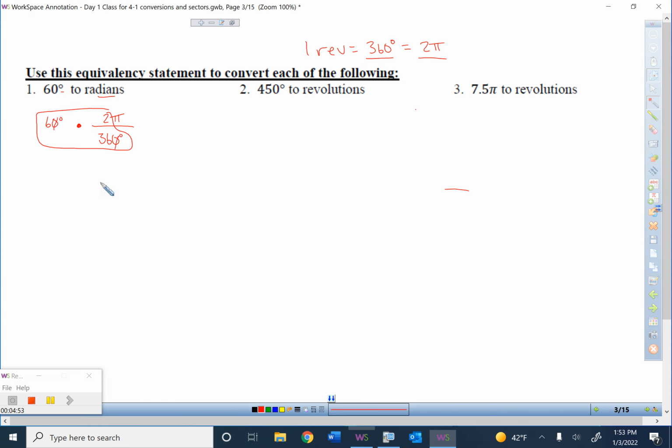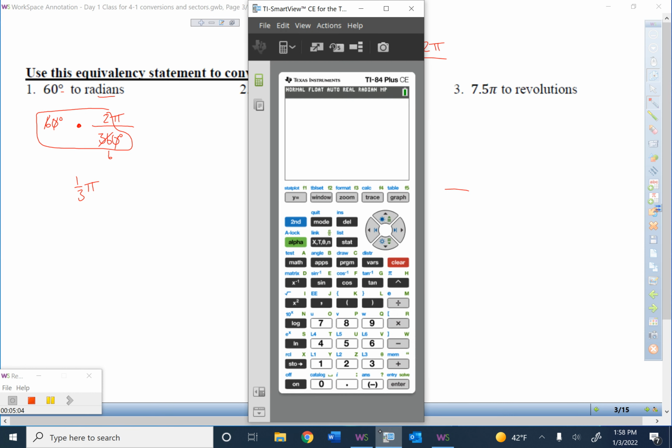Okay, so what I mean by it's usually easy to reduce by hand is we can cut off those zeros easily. 6 over 36 is just 1/6, and then 2 over 6 is 1/3, and then that pi goes to the side. Okay, but it's just as easy sometimes to throw it in our calculator. 60 times 2 divided by 360.